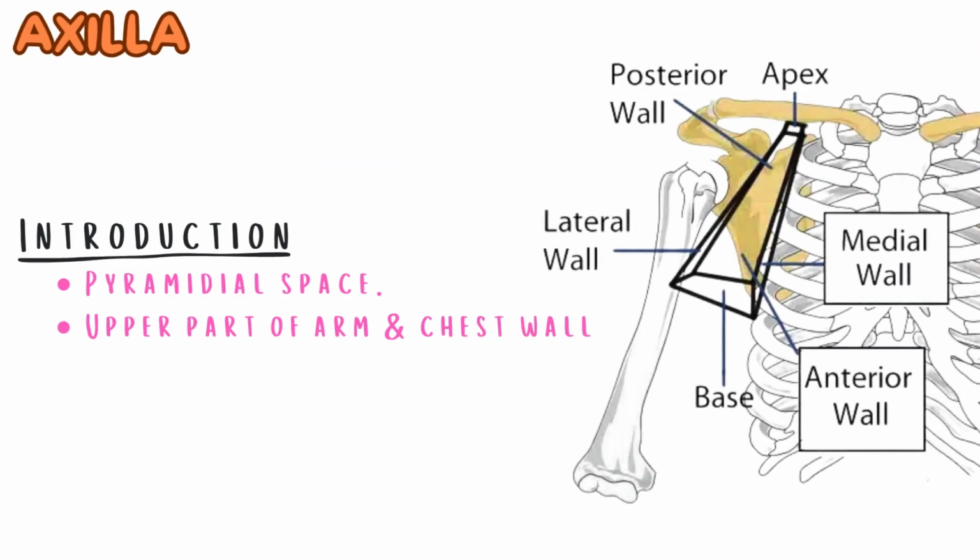The axilla is the name given to an area that lies underneath the glenohumeral joint at the junction of the upper limb and the thorax. It is basically a passageway by which neurovascular and muscular structures can enter and leave the upper limb. Now let's start with the borders first.